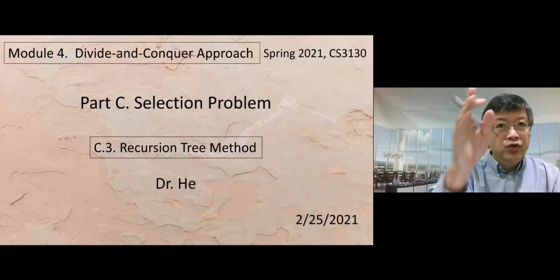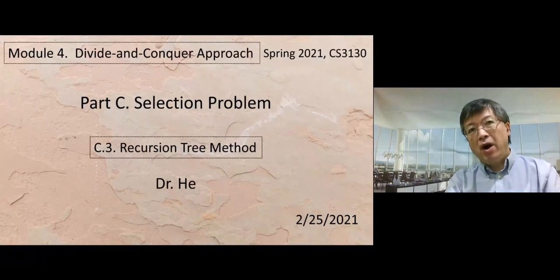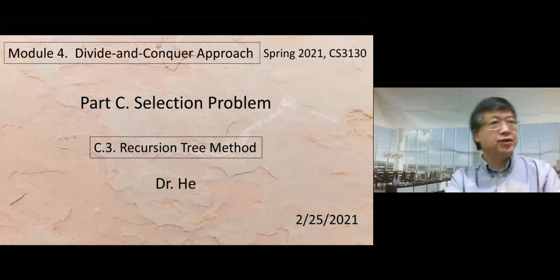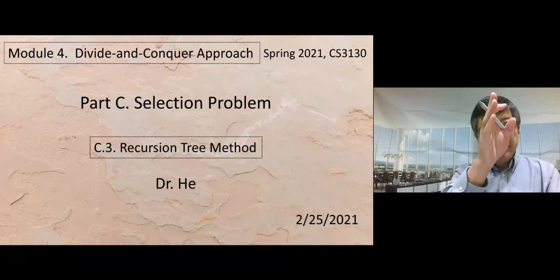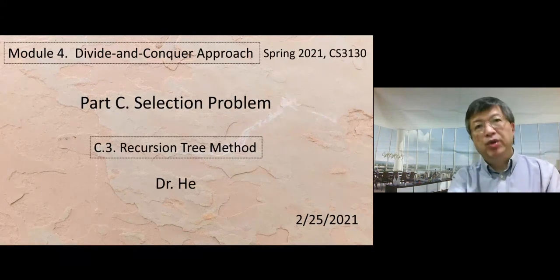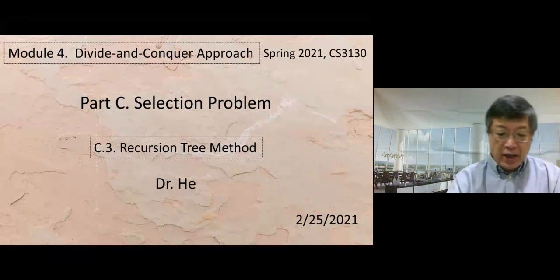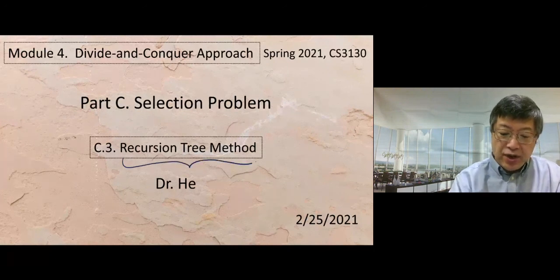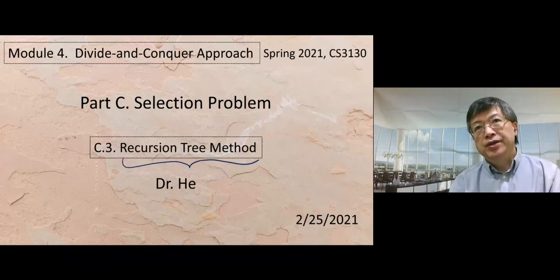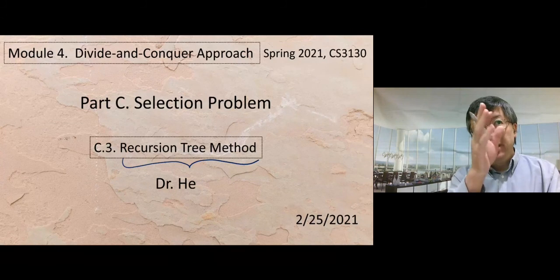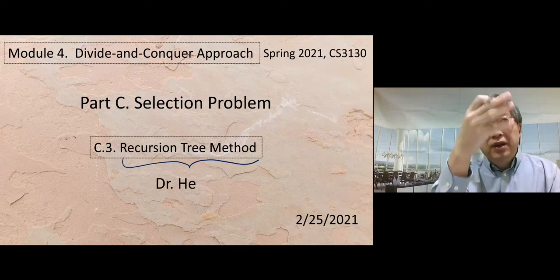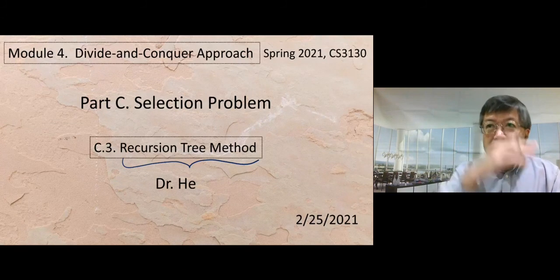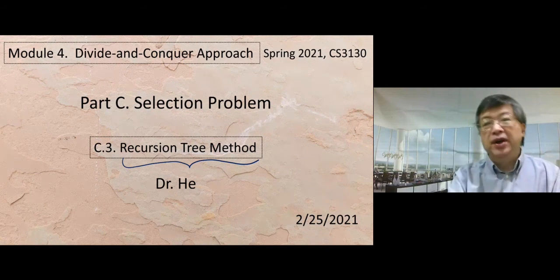3.3 Recursion tree method. In this part, we need to do analysis on the solution we just derived in the previous video. But I want to introduce a new method. It is not a rigorous mathematical method, but it is a simple way to estimate the efficiency.